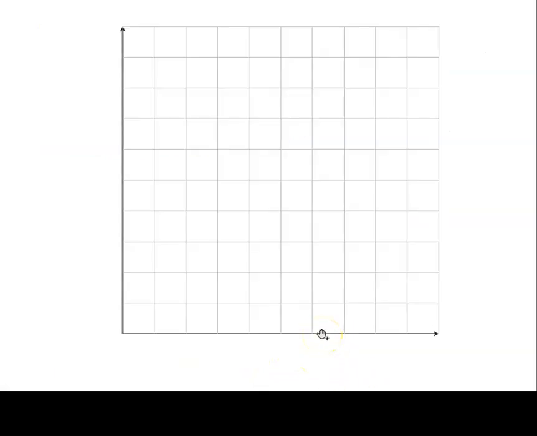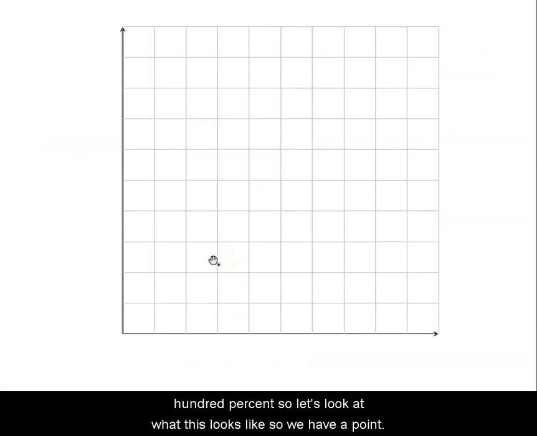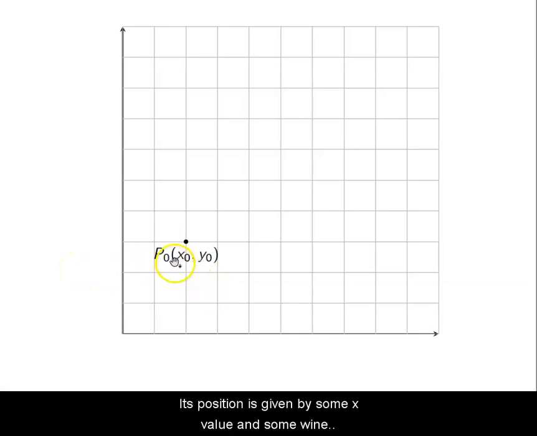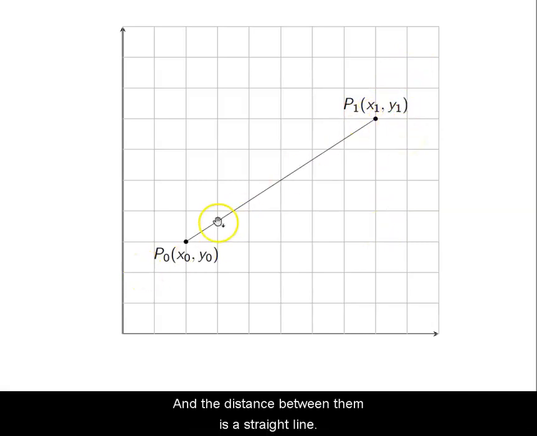Okay. So let's go ahead and look at this with the graphical representation, because again, I'm sure this made some sense, but maybe not 100%. So let's look at what this looks like. So we have a point, which we call P0. Its position is given by some x value and some y value. We have some other point anywhere in space. So again, we're staying in the first quadrant in our coordinate system. However, it could be anywhere, okay? That's why these are general values. So my second point is P1. It has a position given by x1, y1. And the distance between them is a straight line. Okay, I just connect those with a straight line.